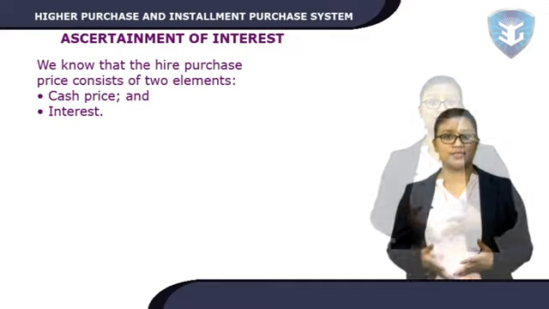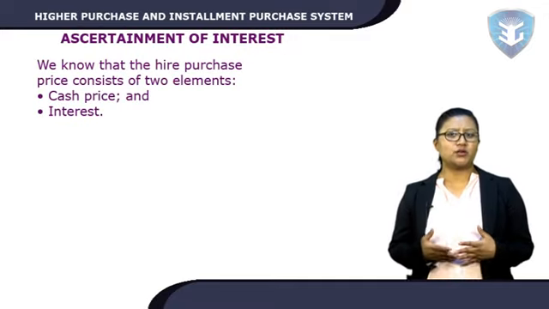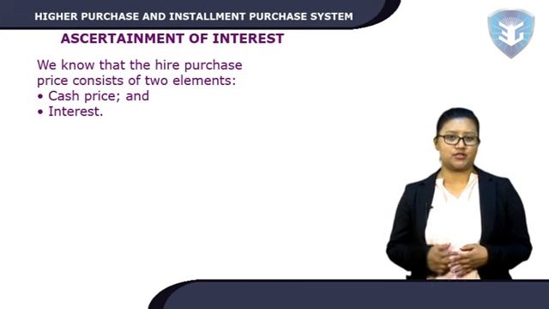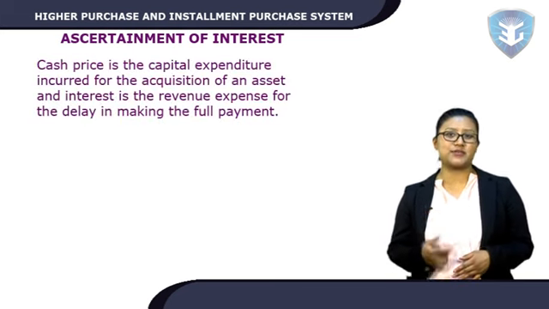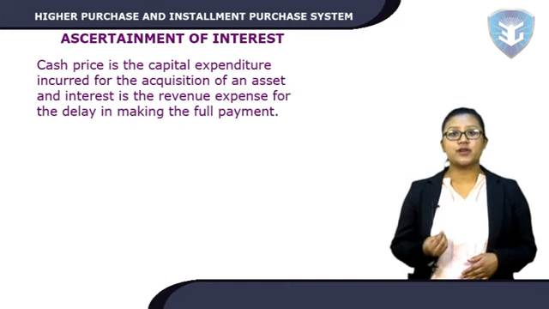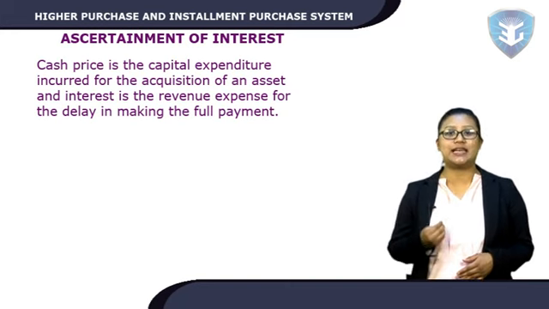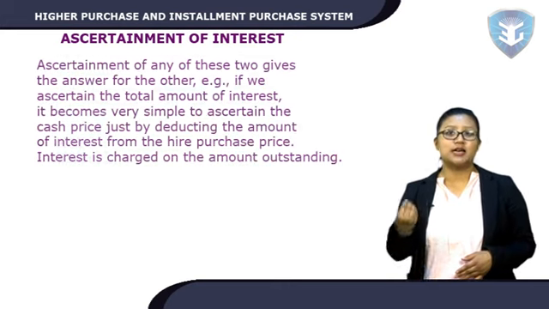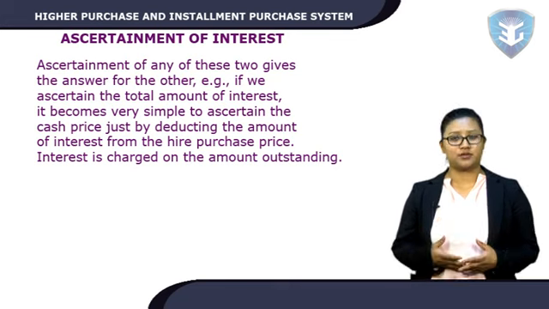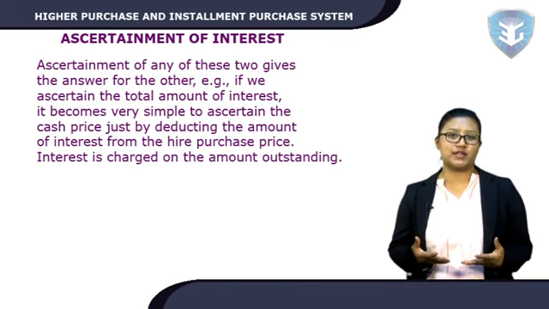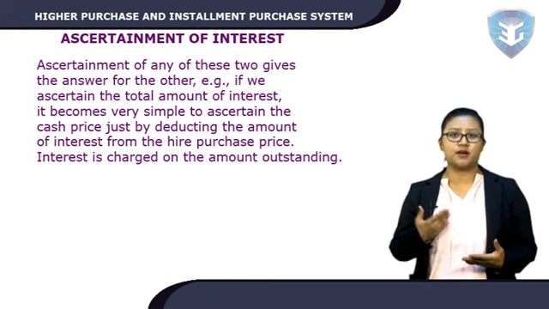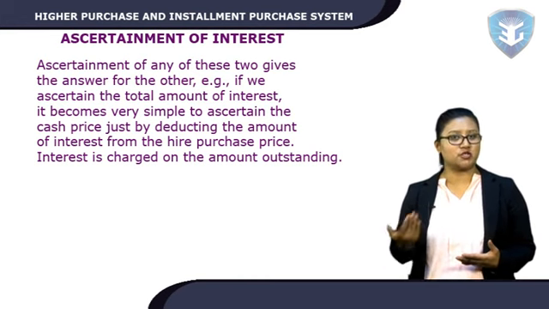Let's study the ascertainment of interest. We know that the hire purchase price consists of two elements, cash price and interest. Cash price is the capital expenditure incurred for the acquisition of an asset, and interest is the revenue expense for the delay in making the full payment. Ascertainment of any of these two gives the answer for the other. For example, if we ascertain the total amount of interest, it becomes very simple to ascertain the cash price just by deducting the amount of interest from the hire purchase price.